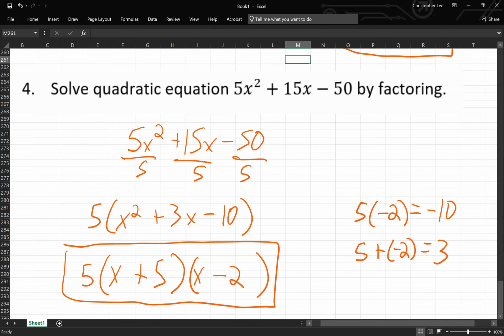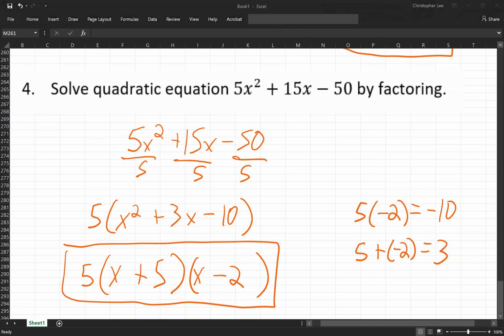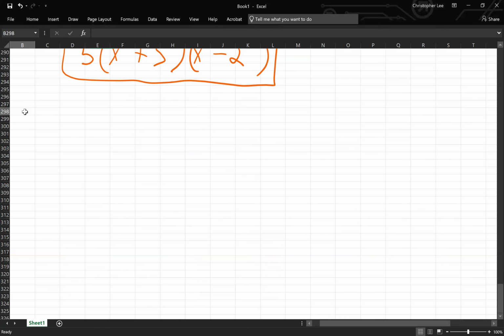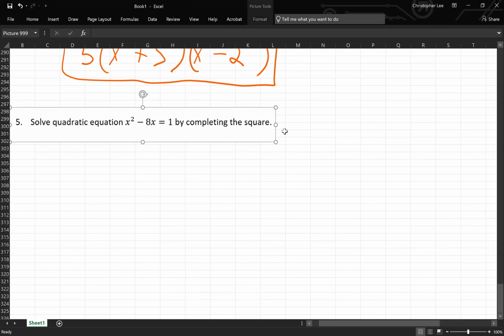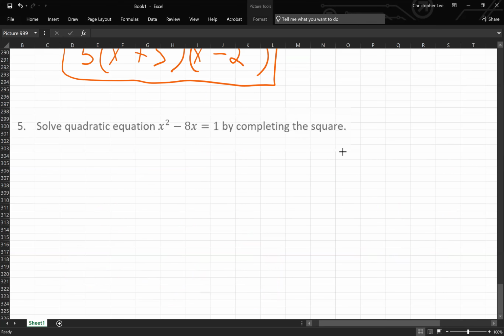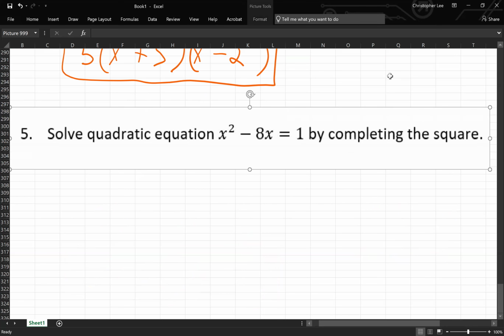This is going to be good. Let's see what else we got. Oh, this is too easy. Too easy right here. This next question is telling us to solve it by completing the square.